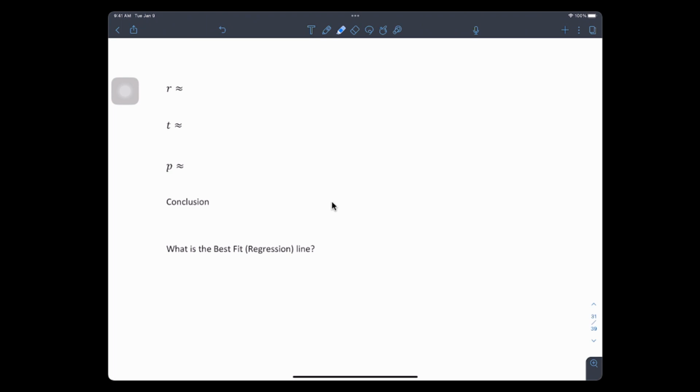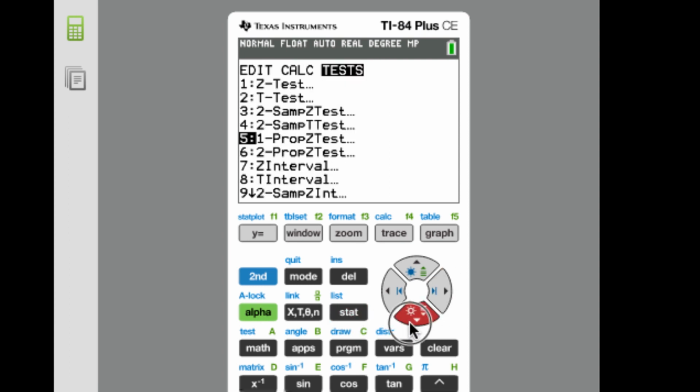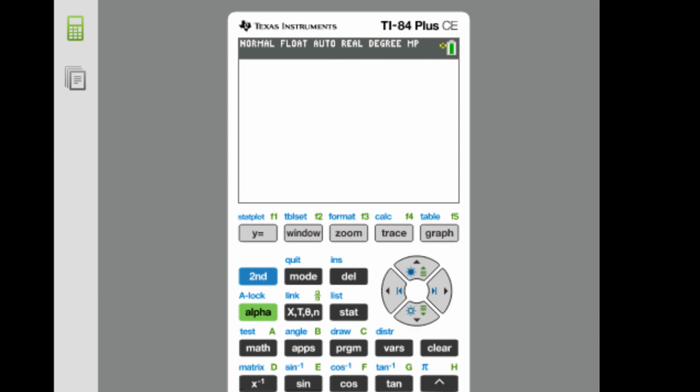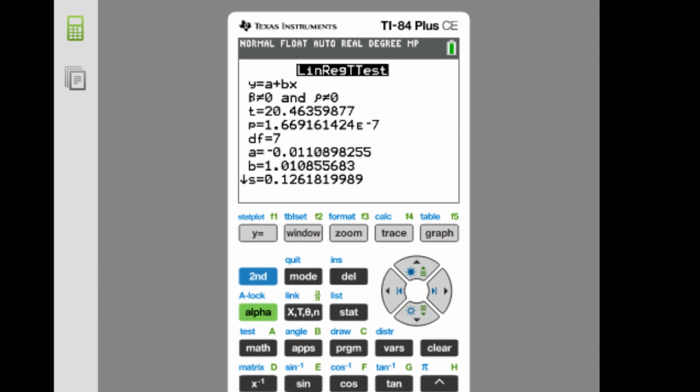Linear regression t-test. Stat, test, linear regression t-test. Isn't everything on L1, L2 not equal? So it looks like we're good. Is that right? Okay. So let's get our test statistic. Oh, didn't see it. Sorry, I have to do it again. Stat, test, linear regression t-test. Calculate. There we go. Let's zoom in.